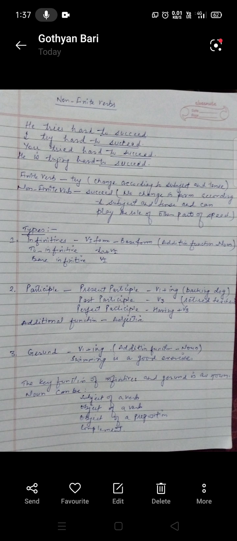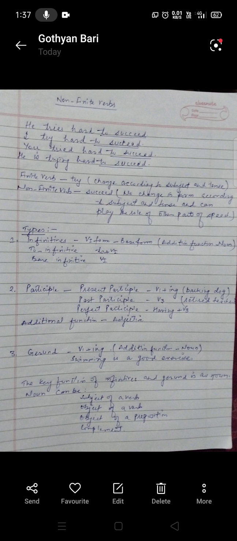We have three different participles. Present participle: how can we identify it? The first form plus ing, the base form added with the suffix ing. For example, we have the word barking, as in barking dog. When first form plus ing, this is present participle, and it functions as an adjective.